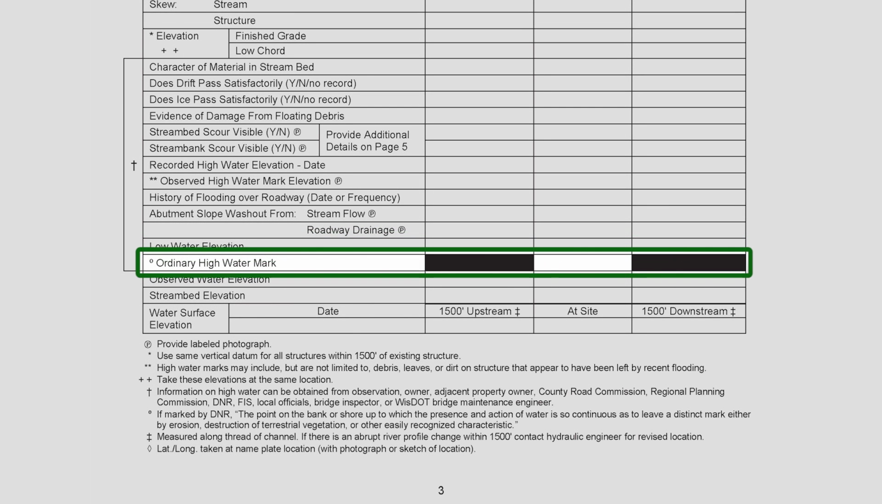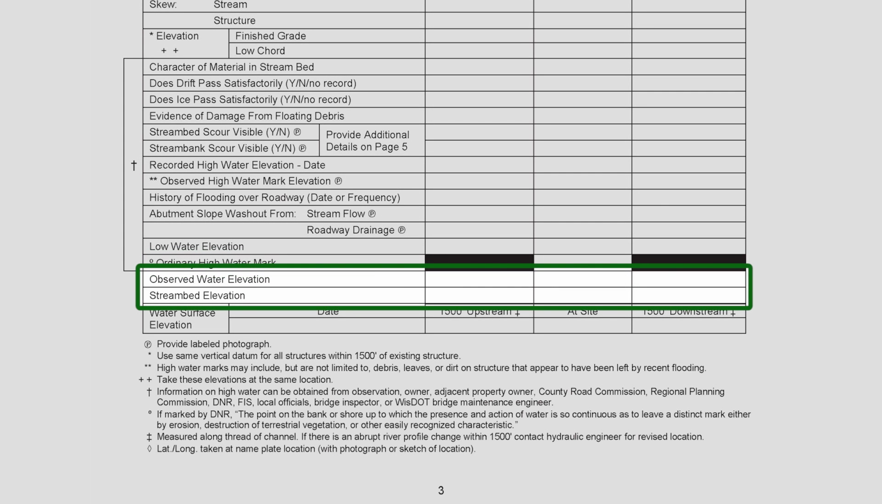The ordinary high water mark elevation is not required for all structures, but generally will be needed if recreational navigation clearance is a consideration for the proposed structure. Early coordination with the DNR should be made to determine if this elevation should be collected near the structure being replaced. If required, the DNR will mark the elevation at the site so that it can be surveyed.